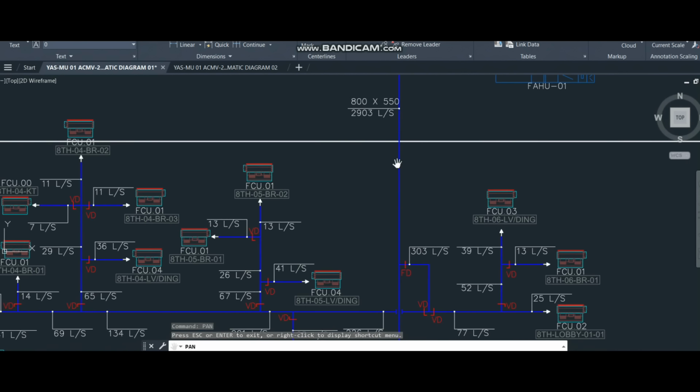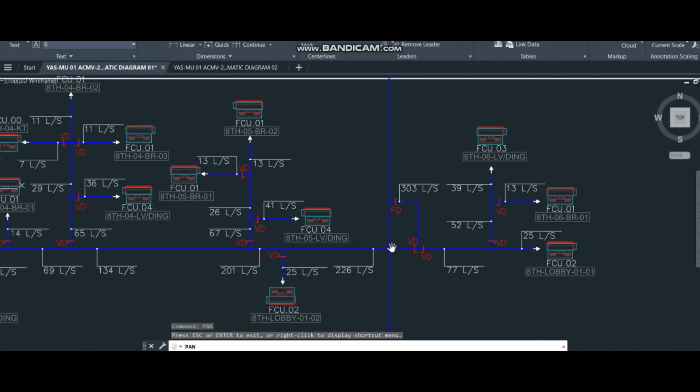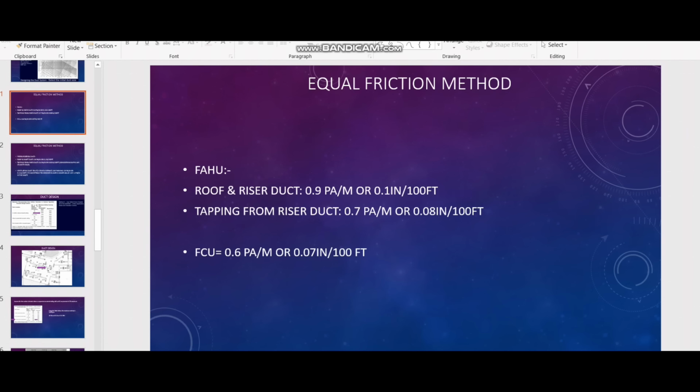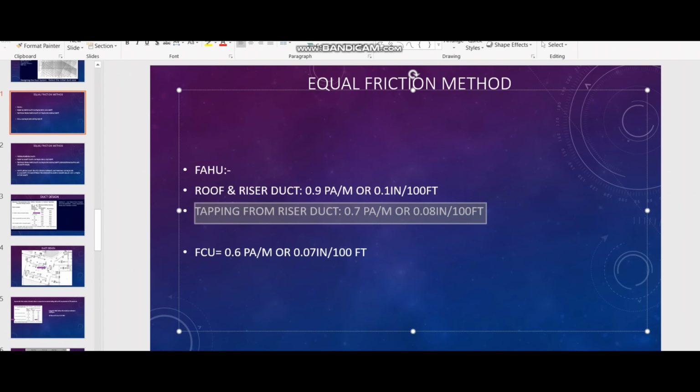And coming down the riser, the first tapping off, you can see the tapping point which is going to supply to the different room. It is 303 liter per second. So coming back to my data here, tapping from the riser duct you can use slightly lower, because this is going inside the room now, so we don't need to go with the higher value of 0.9 Pascal or 0.1 inch. Sometimes people in projects follow the same value for the inside tapping also, but I would recommend going slightly lower because the noise will be an issue.